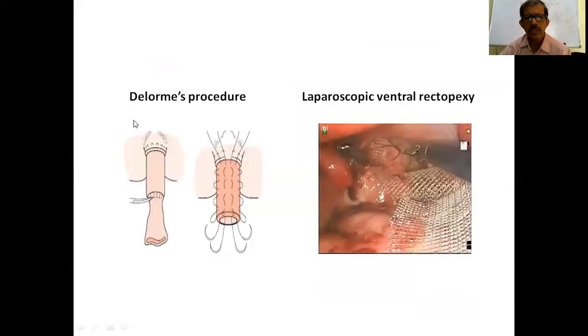Then you have another operation, that is Delorme's. So this is the prolapsed rectum.